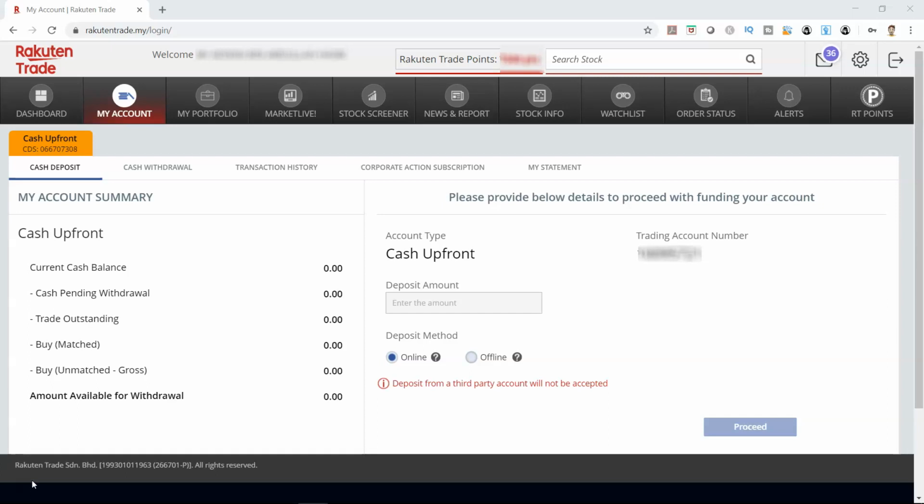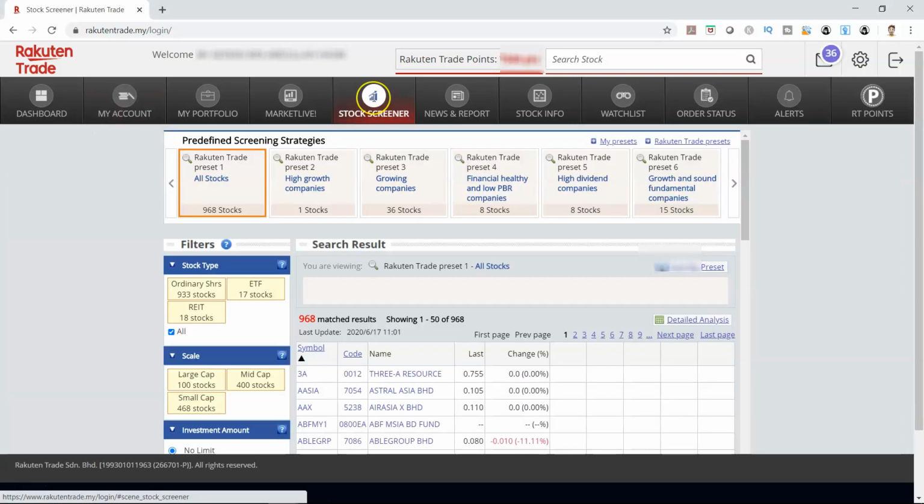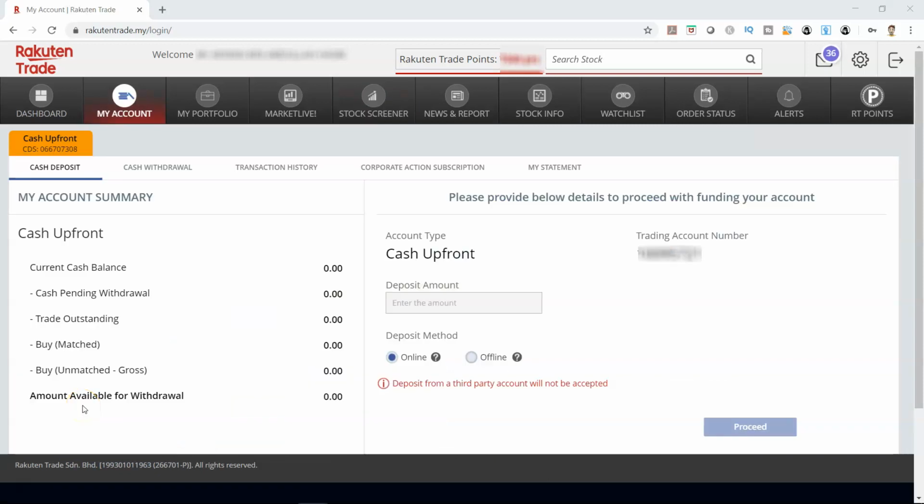And in today's episode, we will deposit some money into our Rakuten account. Aside from that, we are going to buy some shares. So the first thing we should do is there is a dashboard up here, right? What we should do is click on this button which says My Account, which is the second on the left.